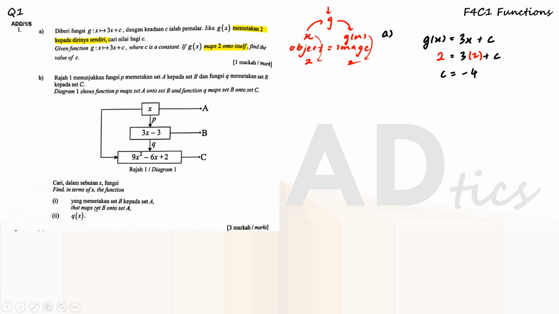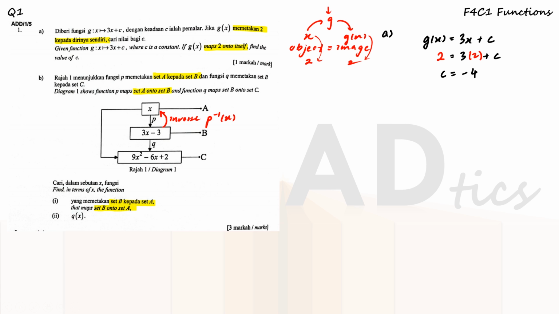So if you don't know what this means, you can actually go back to the question here. So it says function P maps set A onto set B. This one is the other way around. So this means we want to find the function that maps backwards. So we know that backwards is the inverse function, or this means we need to find P inverse of x. Okay, so we need to find the inverse function.